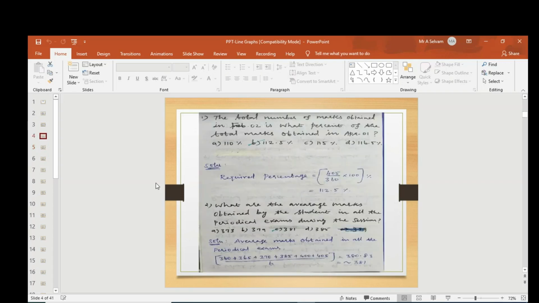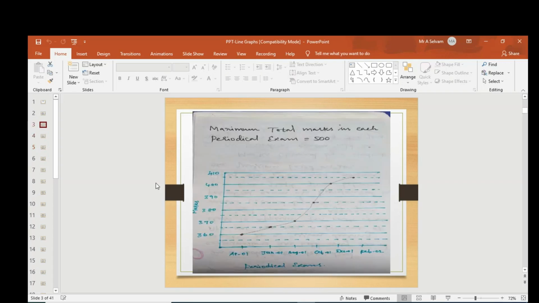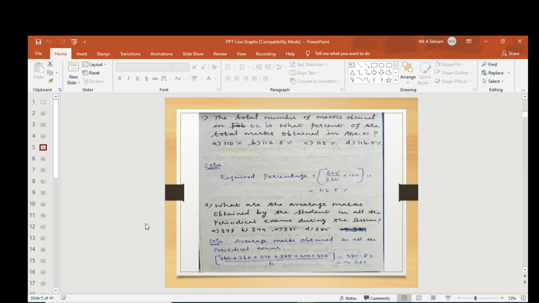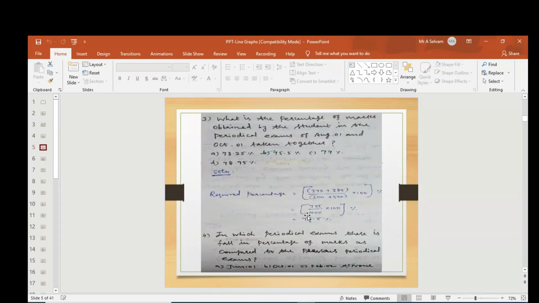Okay, go for a line graph. August 2001 mark is 370, October 2001 mark is 385, right? Look at that. 370 plus 385 by 500. 500 is the total amount of marks, because they are taken together. Multiply with 100, we can find out the percentage.